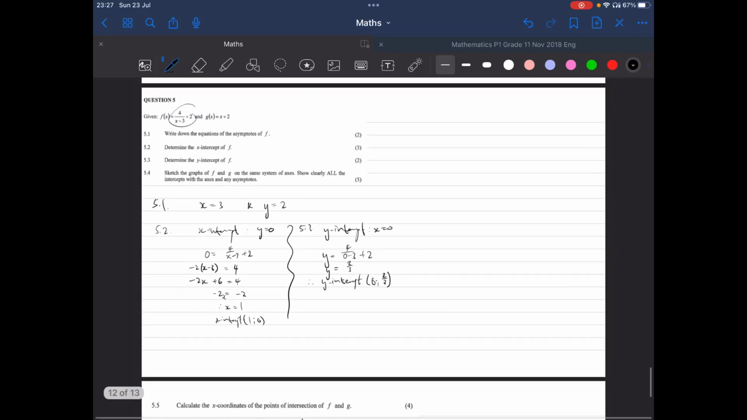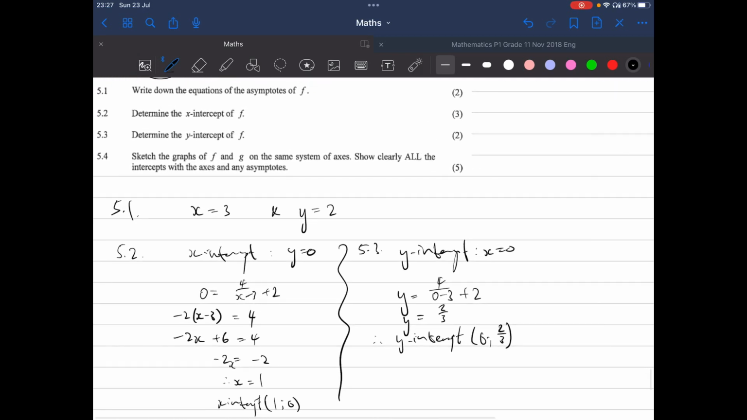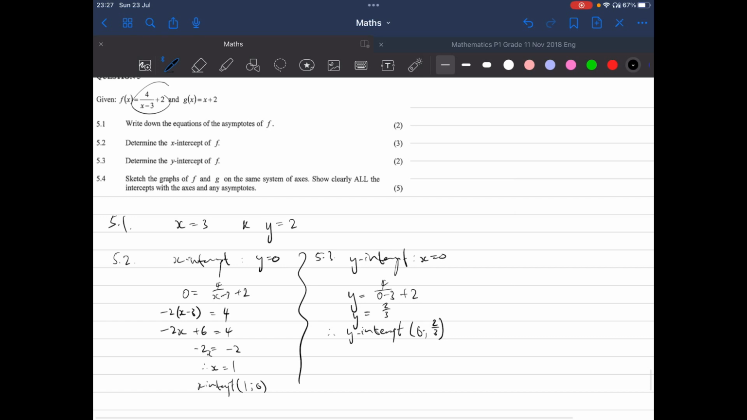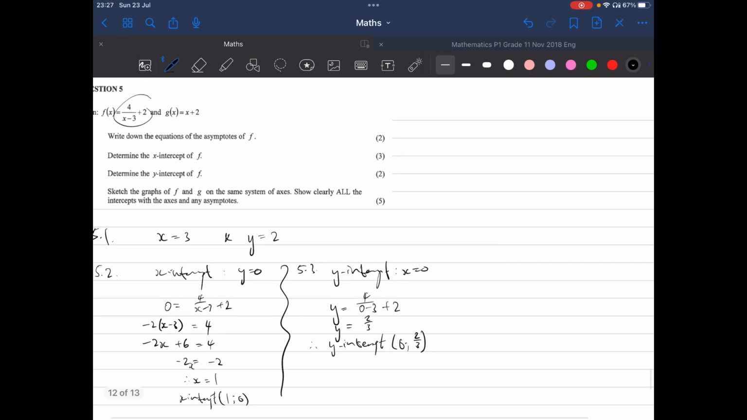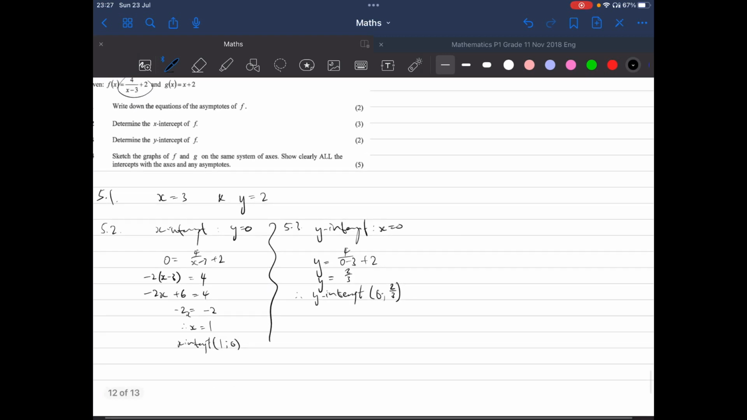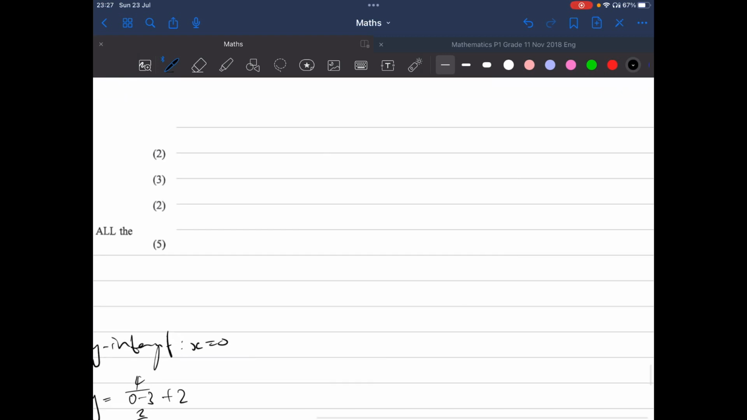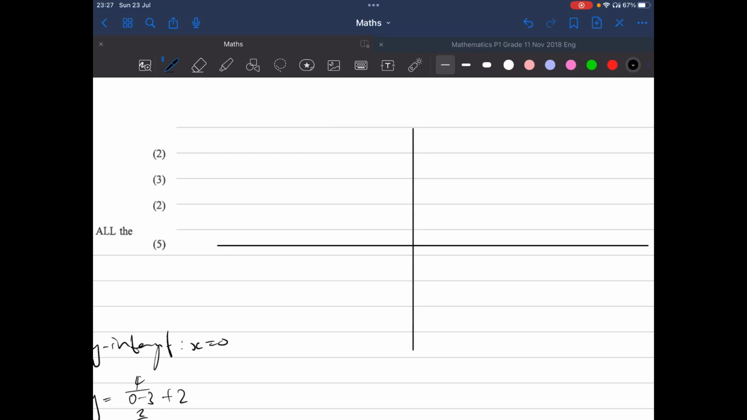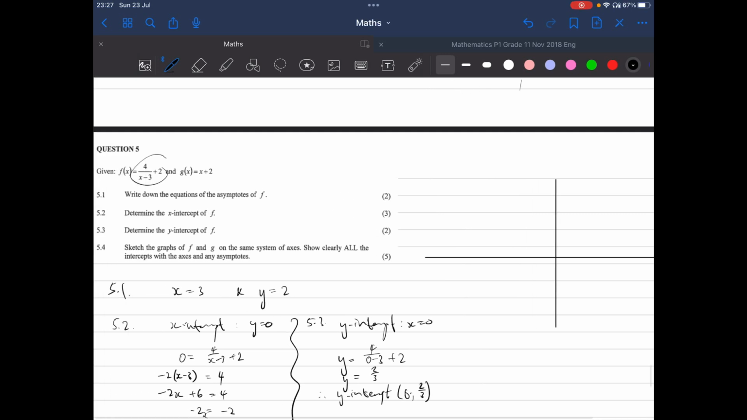Okay, let's look at 5.4 now. It says sketch the graphs of f and g on the same system of axes. Show clearly all the intercepts with the axes and any asymptotes. Okay, so let's first draw our set of axes. Okay, there's that. And now the next thing to do is the asymptotes.